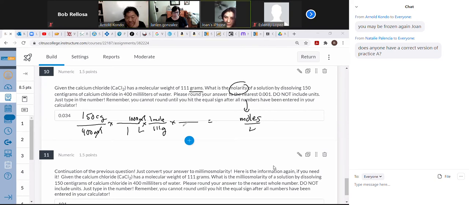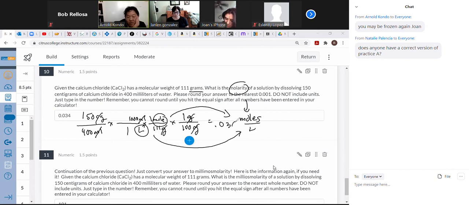It would be 1 gram equals 100 centigrams. Centigrams cancel, grams cancel, liters, moles survive, and you are good to go. So it should be 0.034 moles over liter. So that would be for number 10.